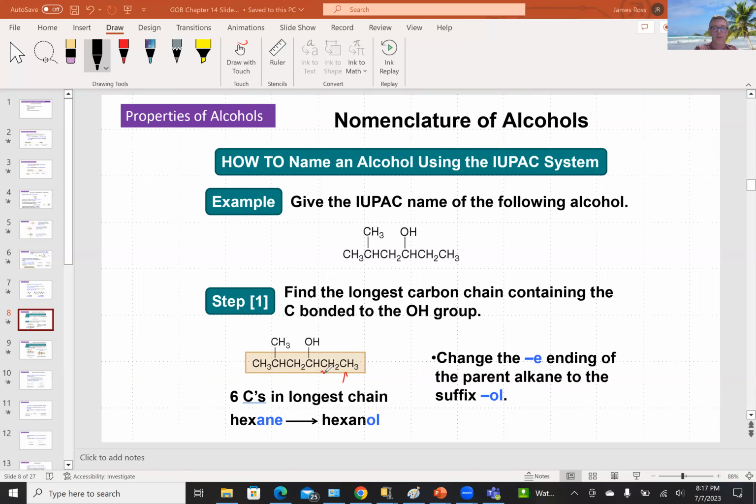If I'm counting right to left, I've got 1, 2, 3, 4, 5, 6. If I'm counting left to right, I just reverse it: 1, 2, 3, 4, 5, 6. So we can now see the alcohol, depending on how I count, is either on carbon 3 or 4. 4 is higher than 3, so 4 loses. 3 is lower than 4, so 3 wins. So I now know I'm going to count these carbons right to left, just because it gives me the lowest possible number for the alcohol, which is now the dominant group.